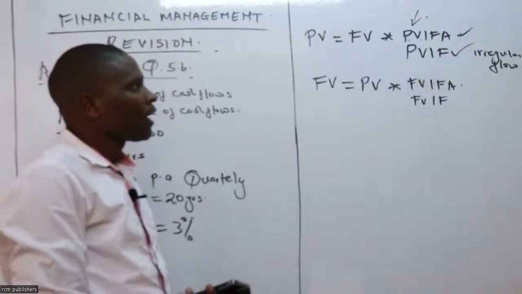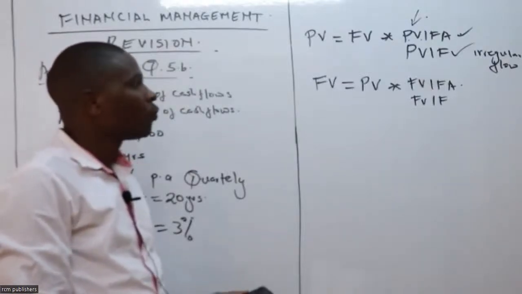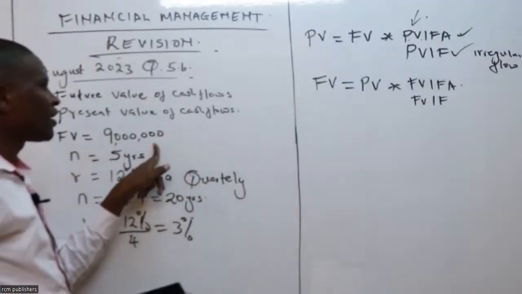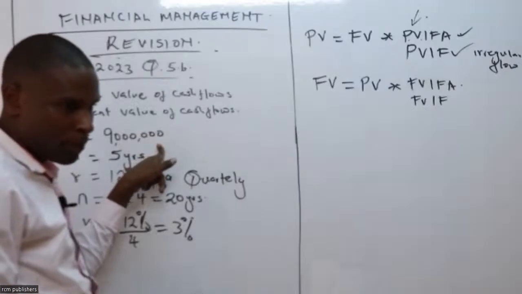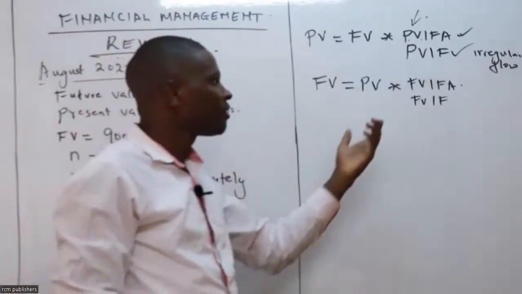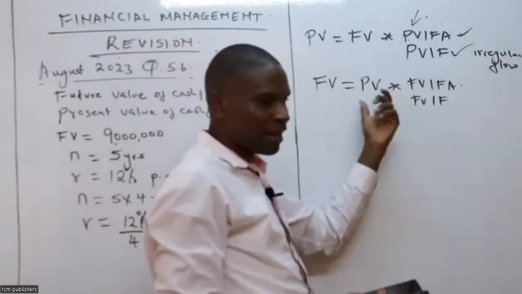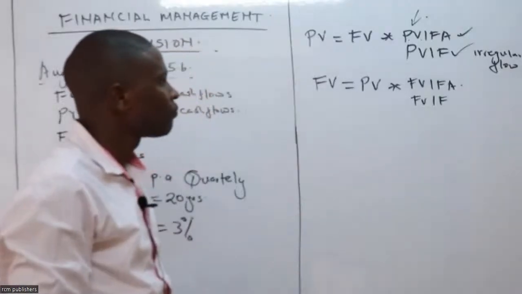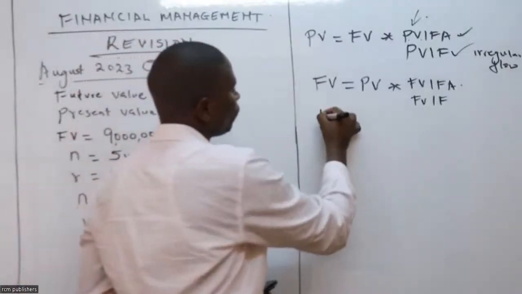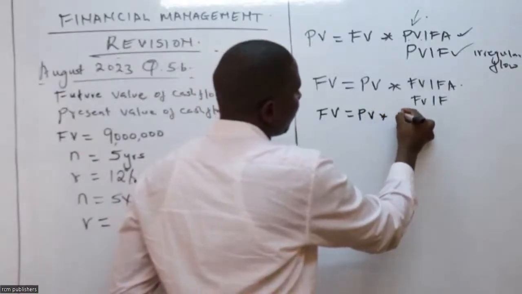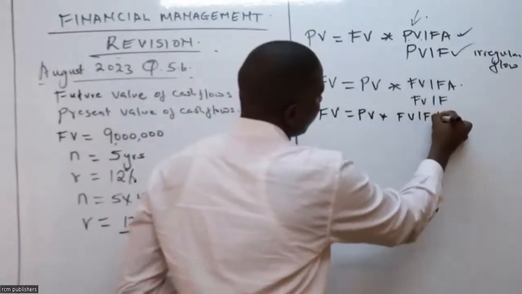Now, in our question, we have been provided with the future value. You can see, future value is 9 million. Future value is 9 million. And somebody has told us that this one is an annuity. So we shall use the first formula. So future value is equal to present value times future value interest factor of annuity.